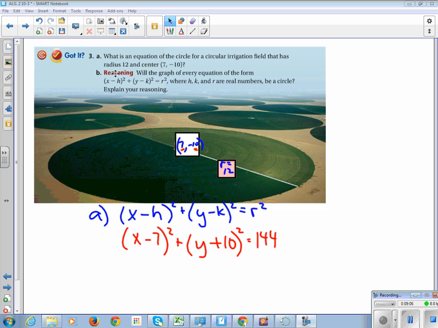So if you think about the nature of this equation, I've got a squared value, so we're squaring everything. It's not like I'm dealing with square roots or denominators where I have to be cautious of negatives or zeros in the denominator. So truly, if it follows this form, it should always be a circle.